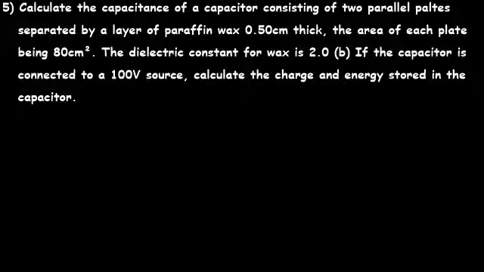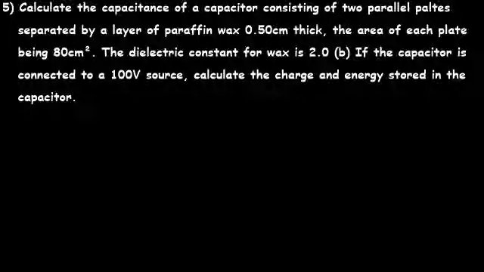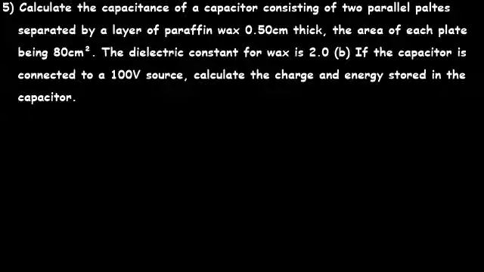Number 5. Calculate the capacitance of a capacitor consisting of 2 parallel plates separated by a layer of paraffin wax 0.50 centimeter thick. The area of each plate being 80 centimeter squared. The dielectric constant for wax is 2.0. If the capacitor is connected to a 100 volt source, calculate the charge and electric energy stored in the capacitor.